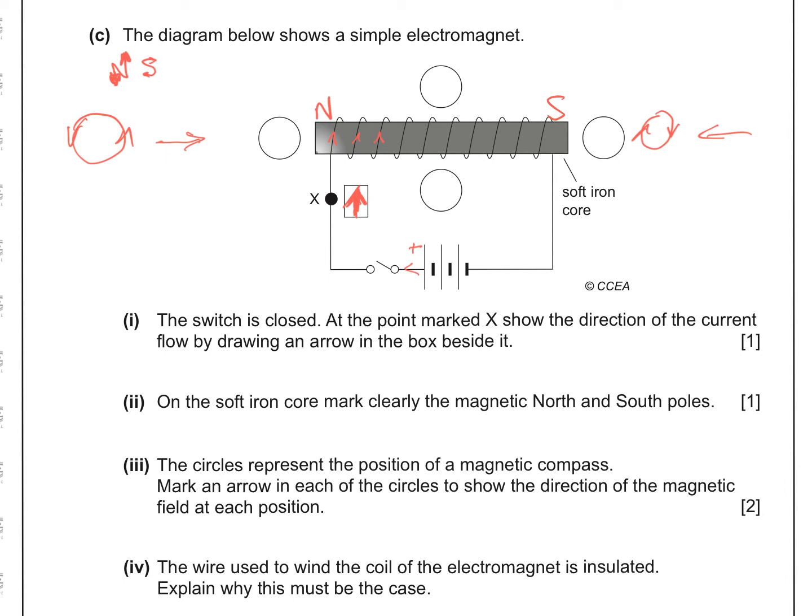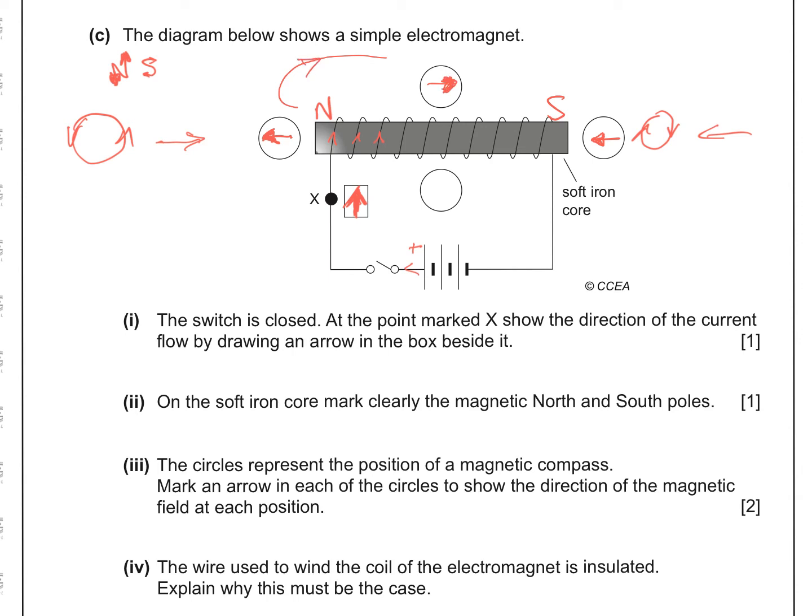The circles represent the position of a magnetic compass. Mark an arrow in each of the circles to show the direction of the magnetic field at each of those positions. Right, well, so magnetic field is always the way a north pole would be pushed. Well, a north pole would be pushed away at this end, and it would be pulled in at this end. And so it's going to come out and make its way around. So it's going to be that way here, heading over towards the south.